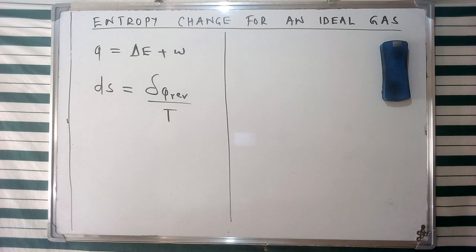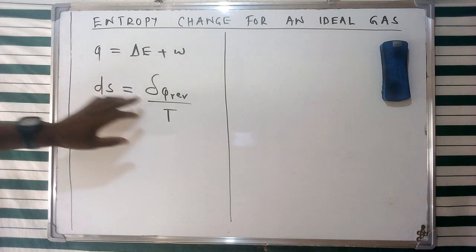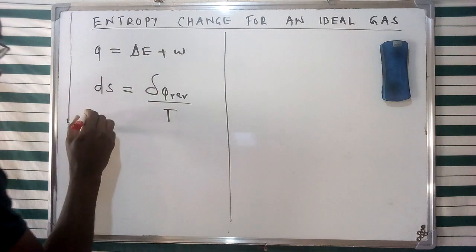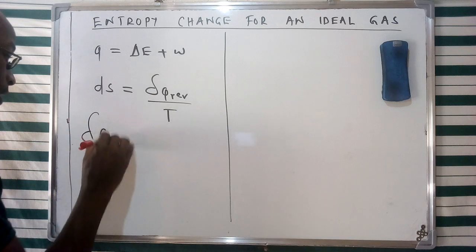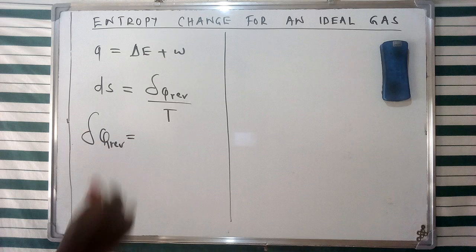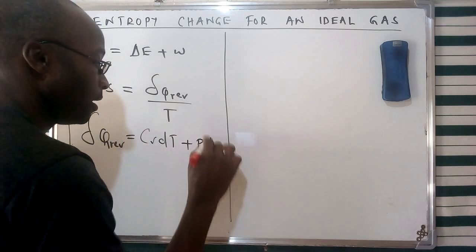So from the first law of thermodynamics, to describe this infinitesimal change, we can give it in this fashion, whereby dQ reversible is equivalent to Cv dT plus P dV.